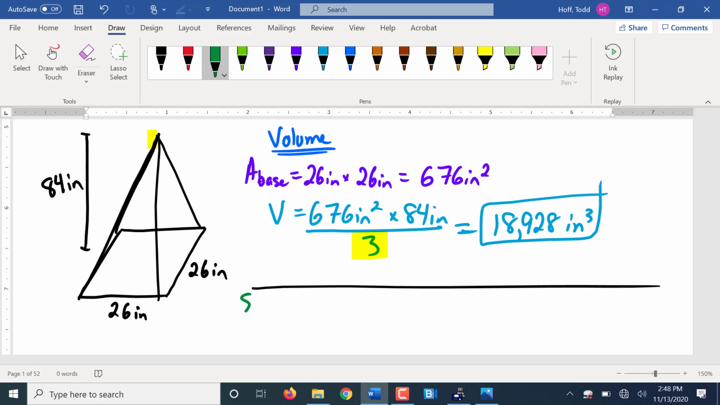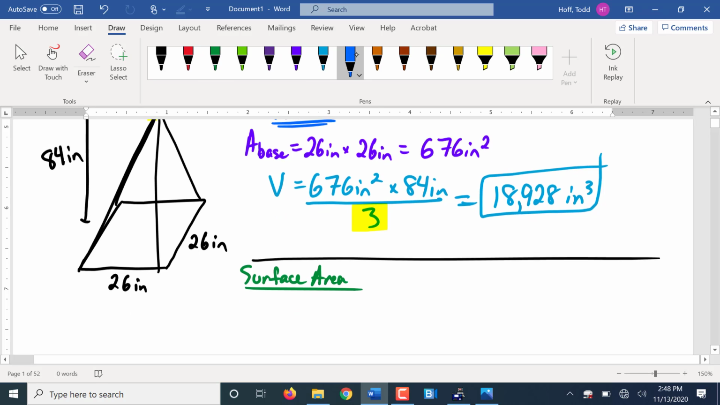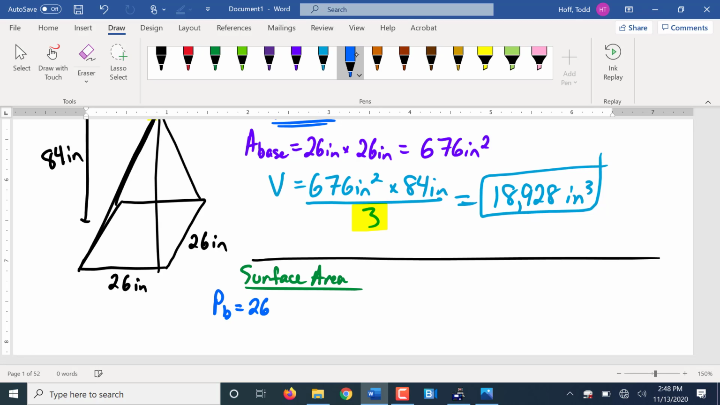For surface area, we need to do our lateral area, of course. For lateral area, we start with the perimeter of the base. How do we find that here? Perfect. 26 plus 26 plus 26 plus 26, or 26 times 4, 104 inches. Good.